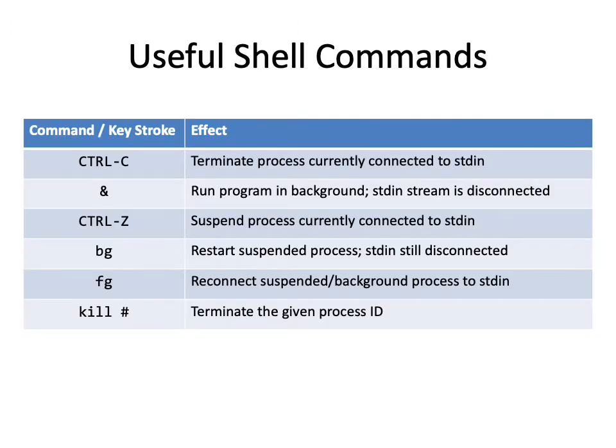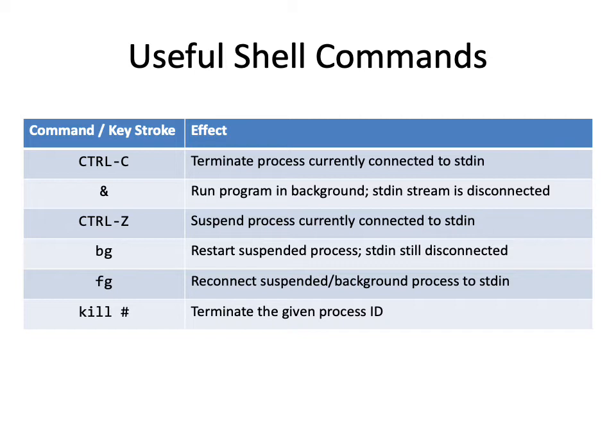To begin, we'll review some shell commands. You may have seen some of these before, you may not have. We're covering it for the first time really here, except for Control C. So Control C will terminate a process that's connected to standard in. So that's the standard way of quitting a program on the command line. The ampersand will run a program in the background. If you do that, the program will run. You can't type anything into it because the standard input stream is disconnected, but it will occasionally output stuff back to you.